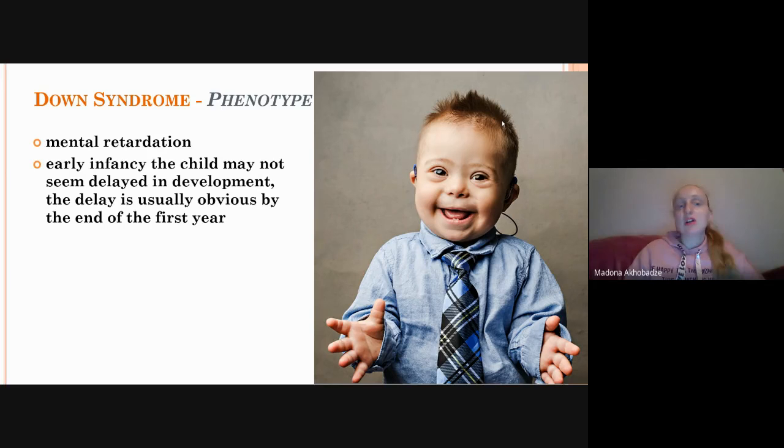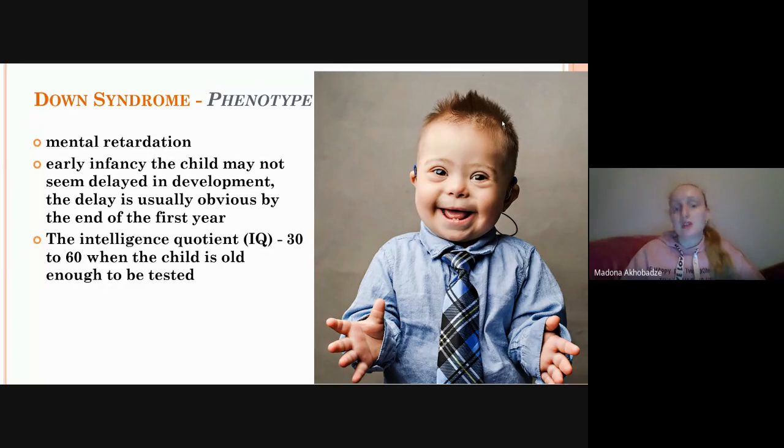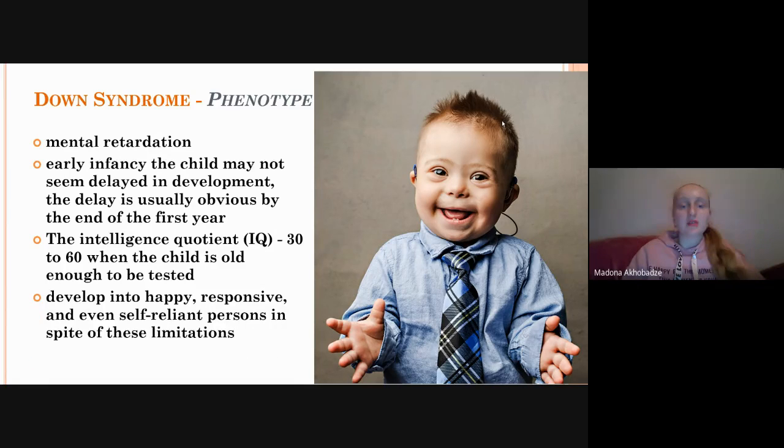In early infancy, the child may not seem delayed in development, but delay usually shows up at the end of the first year, where they are falling off the course of development. Compared to kids of the same age, the retardation is quite apparent. The IQ is between 30 and 60 when the child is old enough to be tested to measure the IQ.